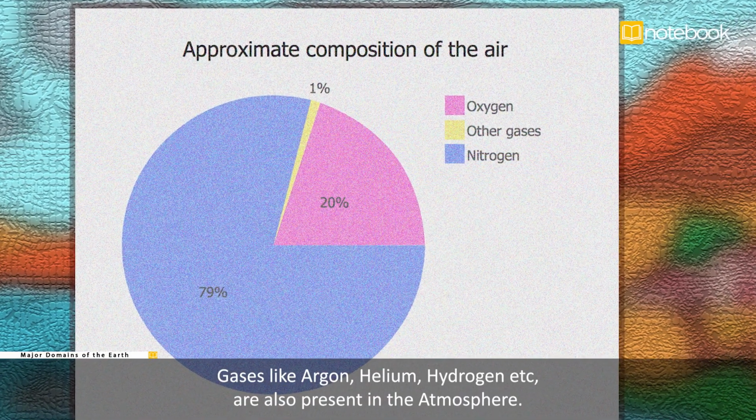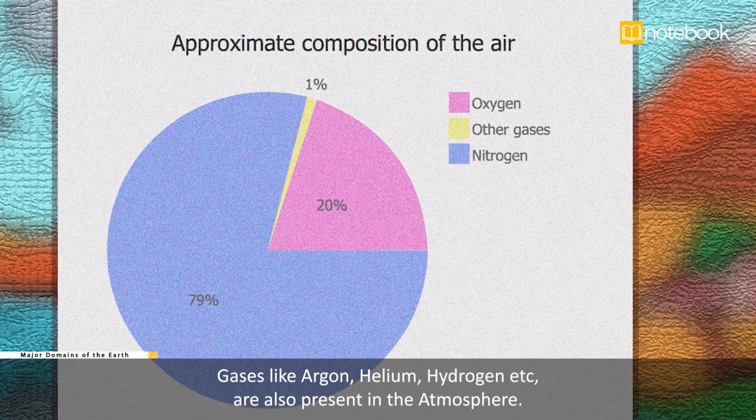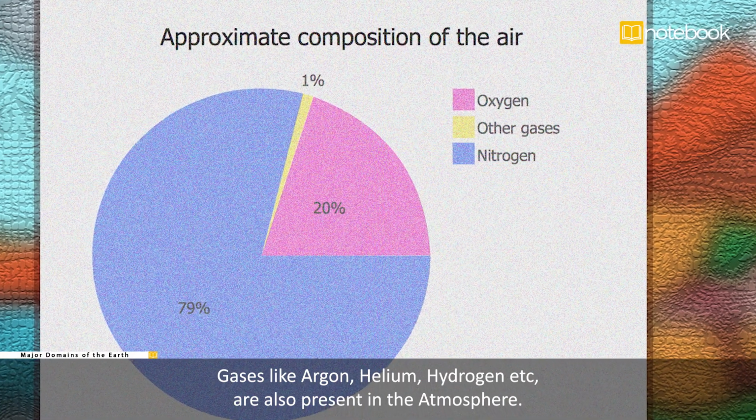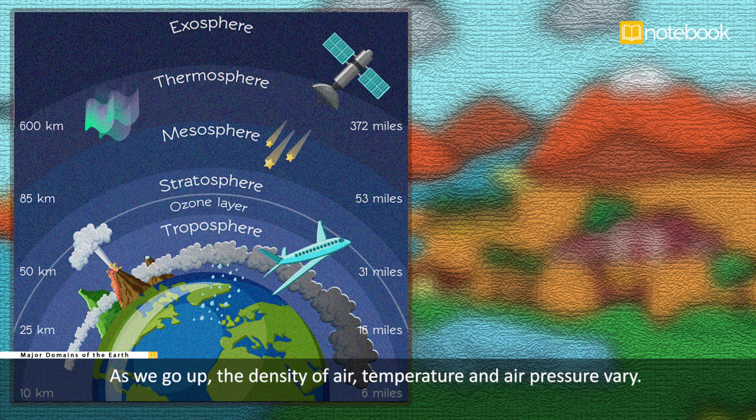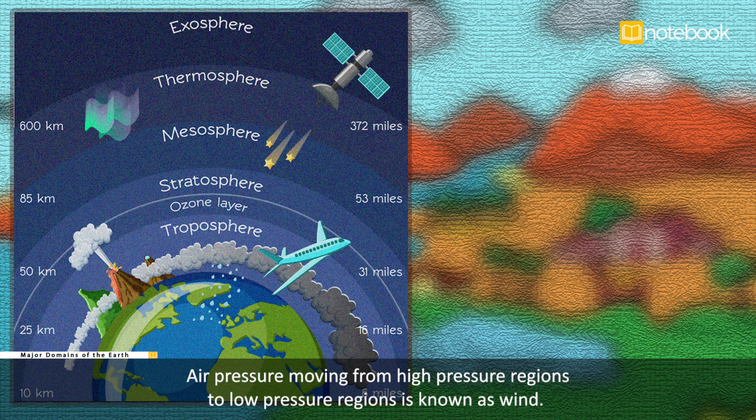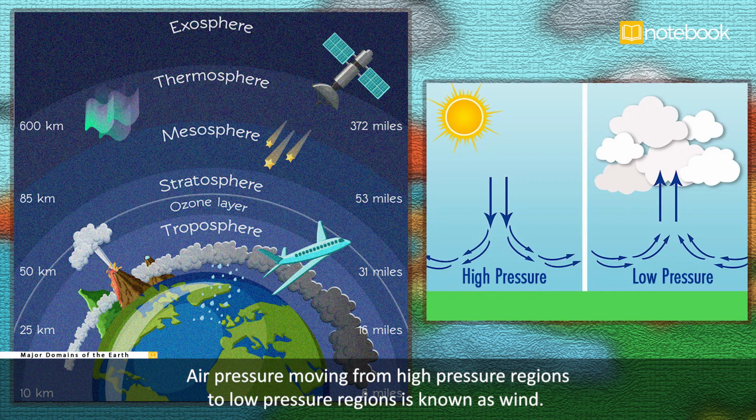Gases like argon, helium, hydrogen, etc. are also present in the atmosphere. The troposphere, stratosphere, mesosphere, thermosphere and exosphere are the 5 layers of the atmosphere. As we go up, the density of air, temperature and air pressure vary. Air moving from high pressure regions to low pressure regions is known as wind.